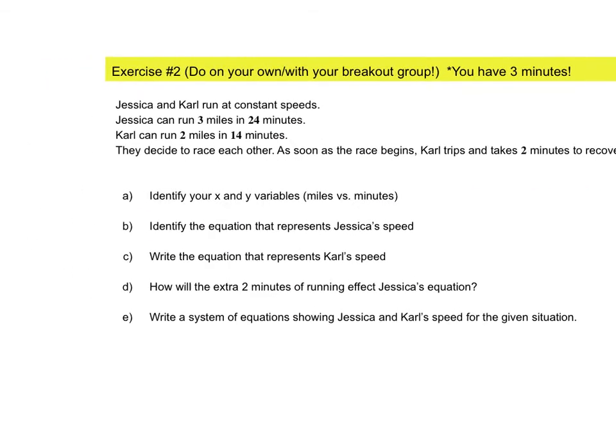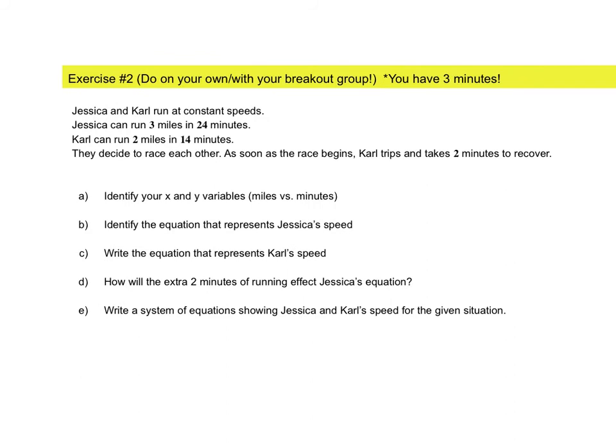All right, exercise number 2, here's your situation. Jessica and Carl run at constant speeds. Jessica can run 3 miles in 24 minutes. Carl can run 2 miles in 14 minutes. They decide to race each other, but as soon as the race begins, Carl trips and takes 2 minutes to recover.